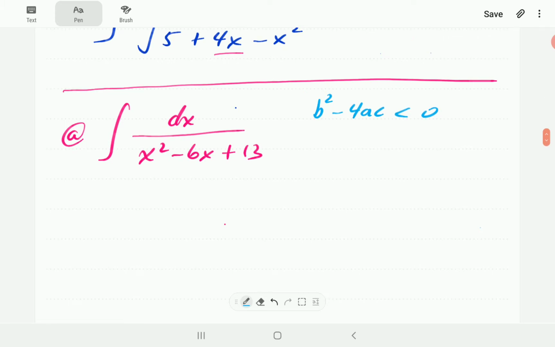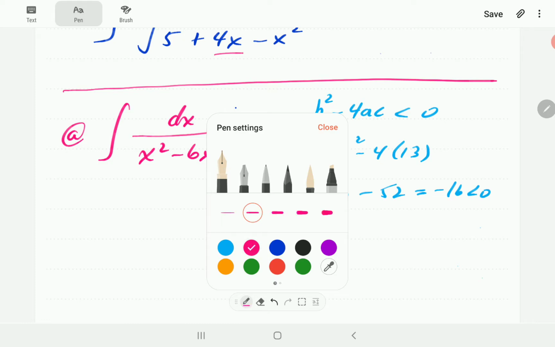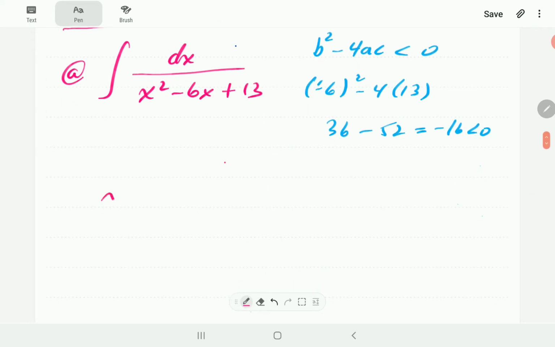If the discriminant is less than 0, then definitely we know it cannot be factorized. In this case, the discriminant is going to be negative 6 squared minus 4 times a times c. This is going to be 36 minus 52. So this x squared minus 6x plus 13 is definitely not factorable, and so using partial fractions wouldn't work. So what we're going to do is complete the square.